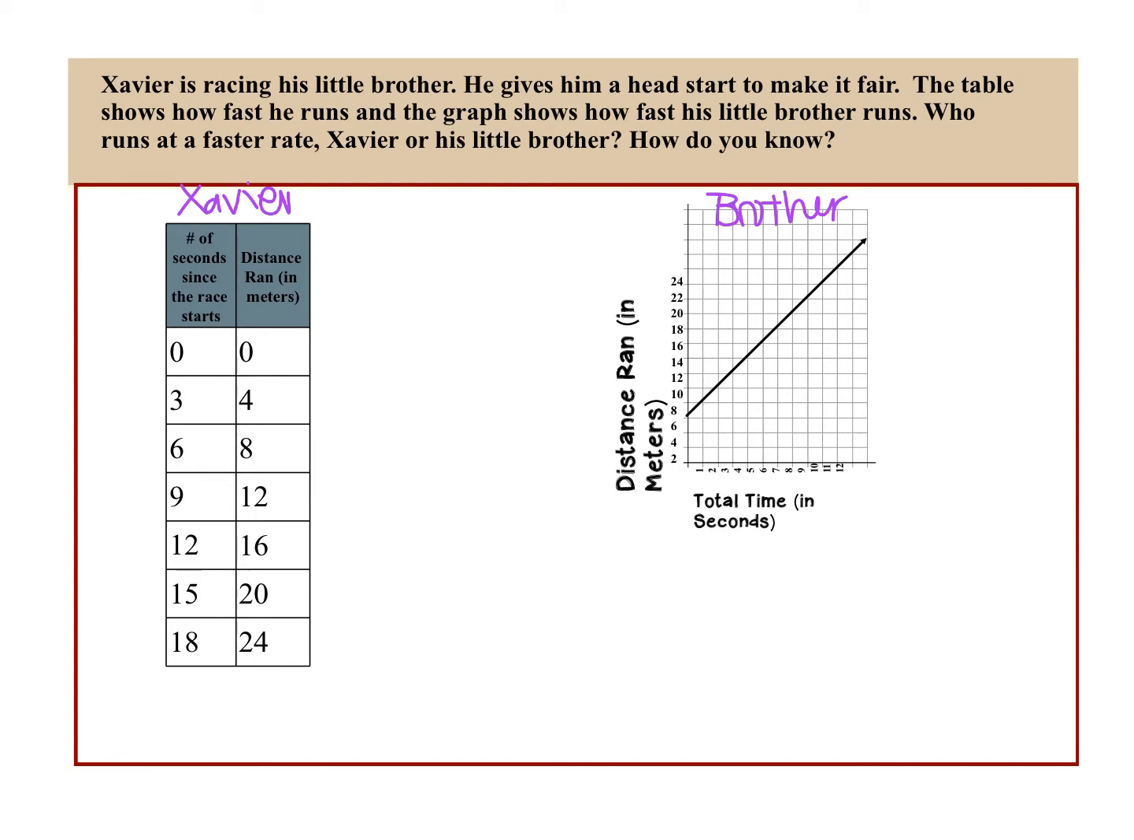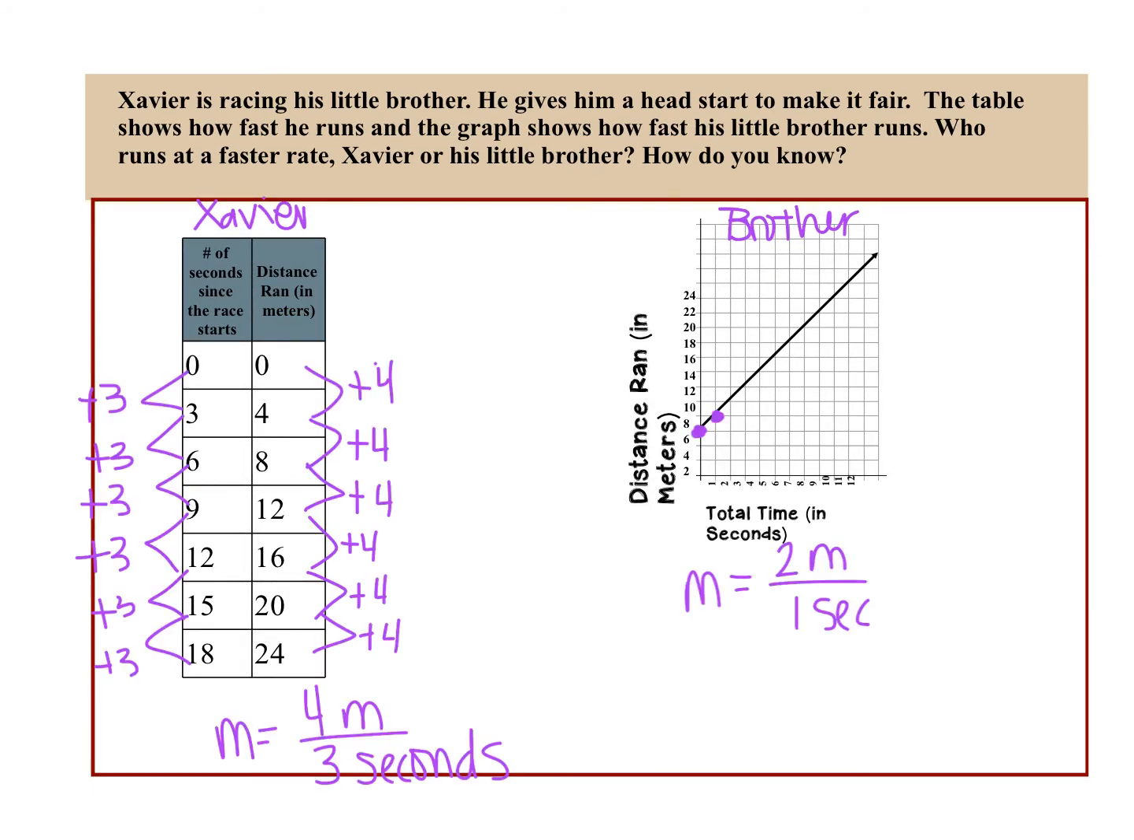So what I have to do is find out their different rates and then compare them. So go ahead and pause the video, and I'd like you to try to find the two different rates. All right, so hopefully you were able to find that Xavier's table is showing that he's going 4 meters every 3 seconds, whereas his brother is going 2 meters every 1 second.